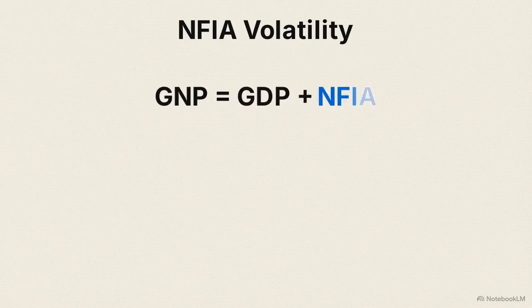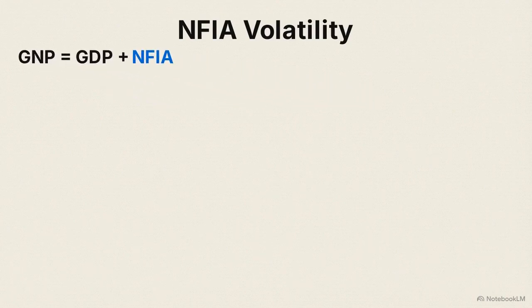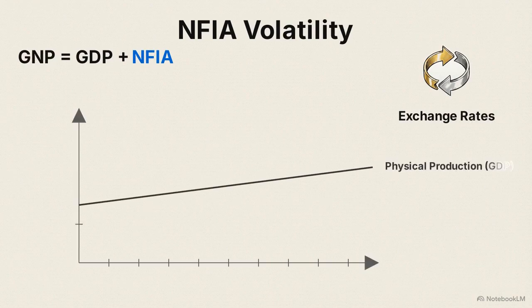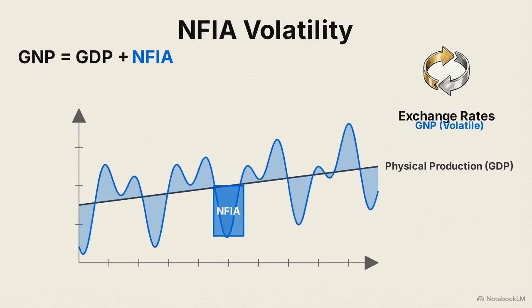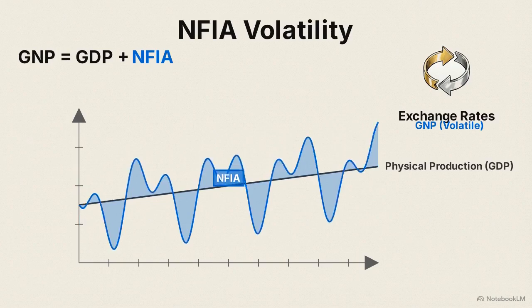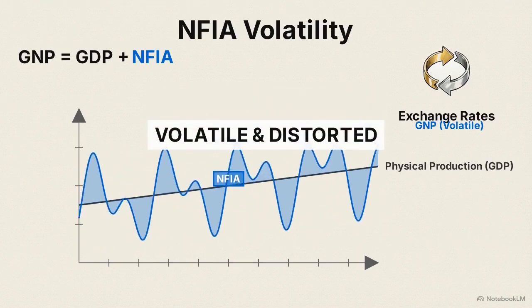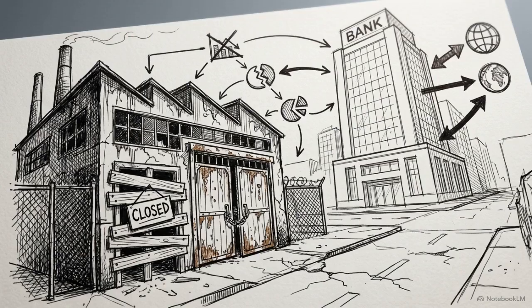Next, GNP relies on net factor income from abroad, or NFIA. This is the difference between what a country's citizens earn overseas and what foreigners earn domestically. Because NFIA calculations are strictly tied to foreign exchange rates, rapid currency fluctuations will cause a country's GNP to swing wildly. The metric shows volatility that has nothing to do with actual changes in the country's physical production. But GNP's third structural flaw is its most dangerous. It can mask a domestic economic contraction.